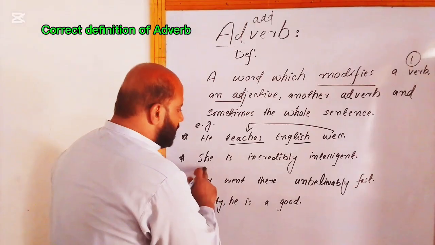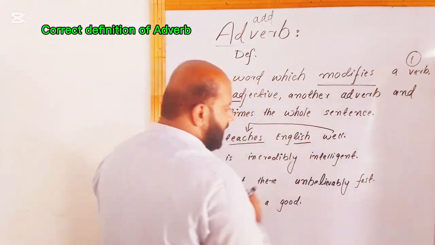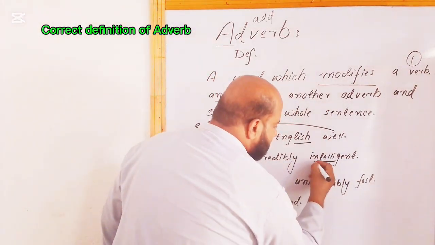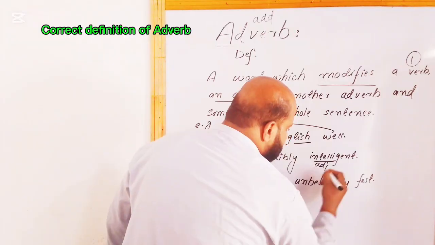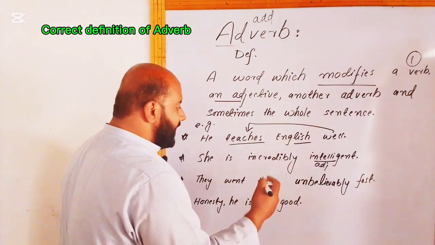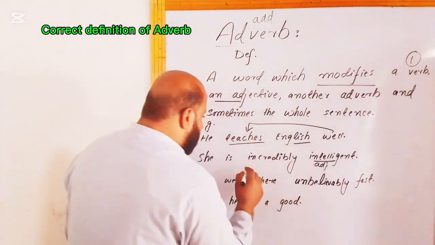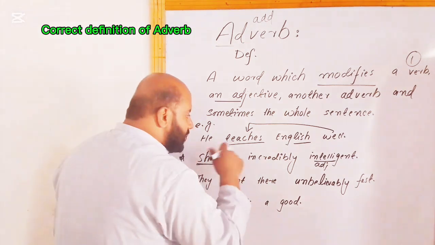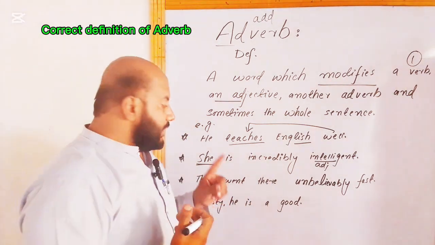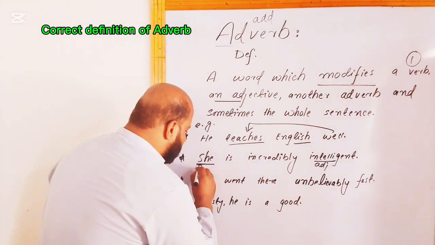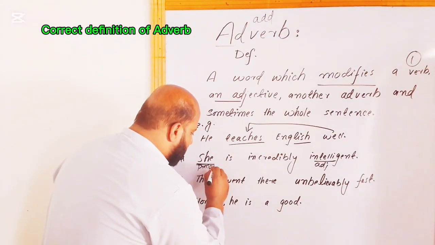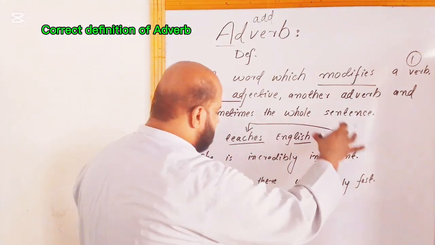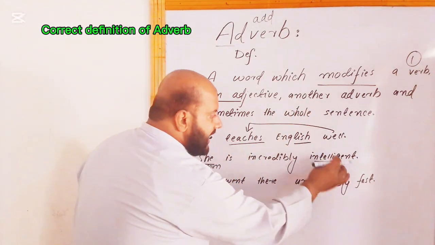Now look here, she is intelligent. Here the word intelligent is an adjective. If a person asks why it is called adjective, it is because this intelligent modifies the word she. She is intelligent. Who is intelligent? She. She is a pronoun here. So adjective is a word which talks about noun or pronoun. Here the word intelligent talks about she, so we call it adjective.